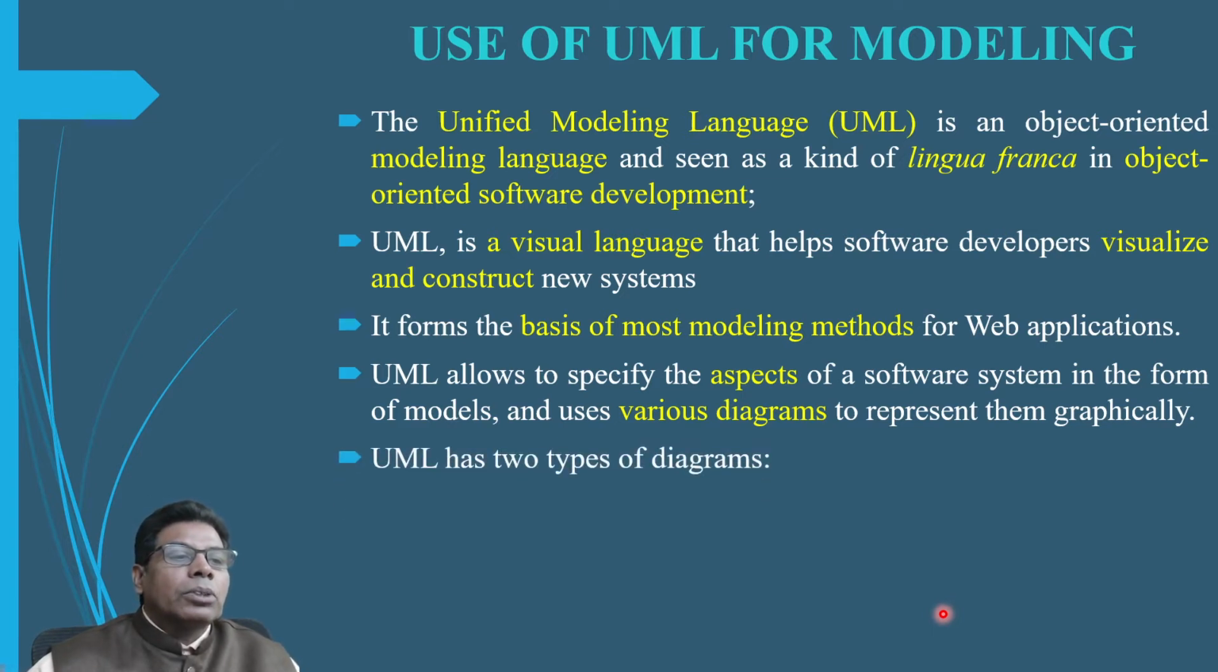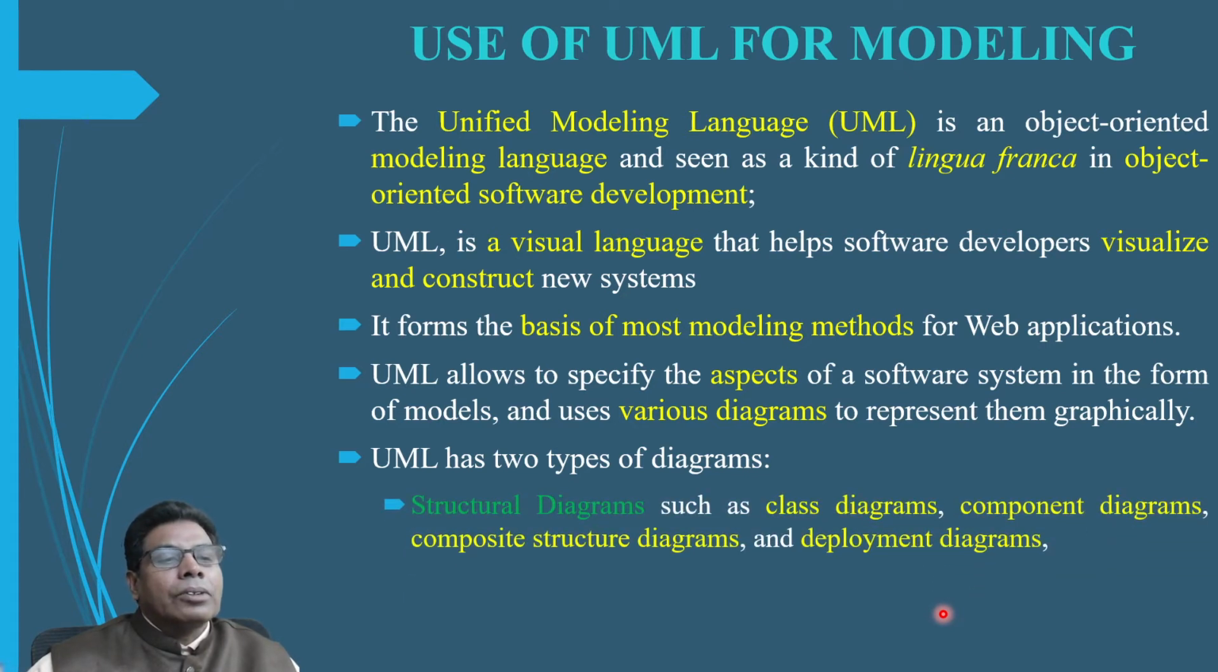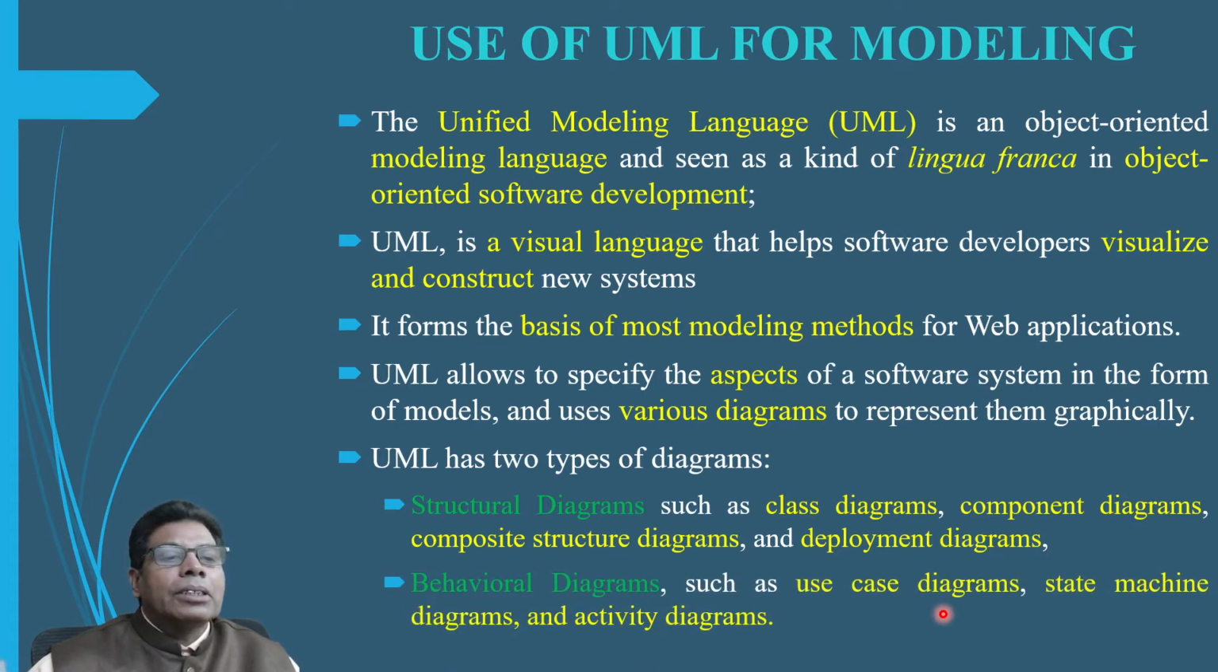So here we have two types of diagrams. First is the structural diagram, that is for structural we have the class diagrams, component diagrams, composite structure diagrams and deployment diagrams. So with the help of this diagram we can represent different structures. Then for the behavioral diagram we have the use case diagrams and state machine diagrams and activity diagrams. So that will define the use cases, or say the activity diagram, it will define the behavior of the system.